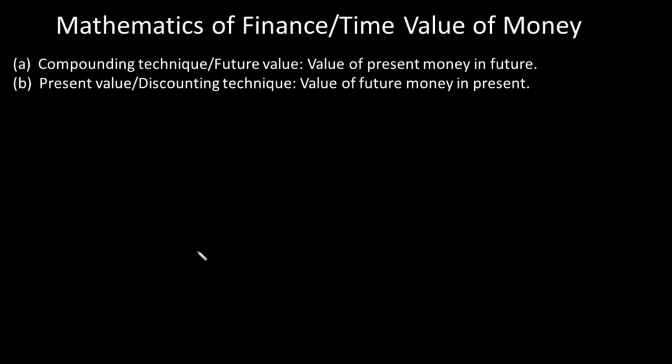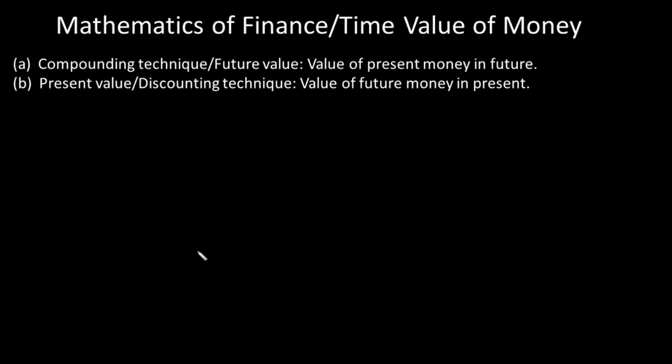This video is about chapter 2 of our book Taxmann by R.P. Rustagi, and the chapter's name is Mathematics of Finance or Time Value of Money. So the basic concept of time value of money tells us that the money receivable today is different in its worth than the money receivable at some other point in future.